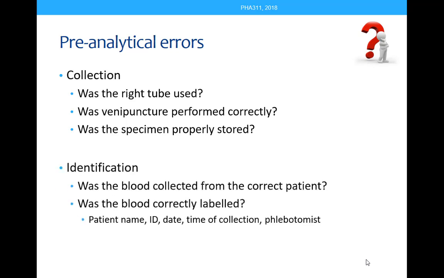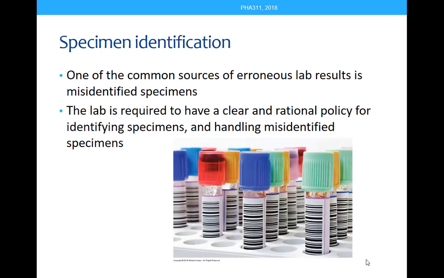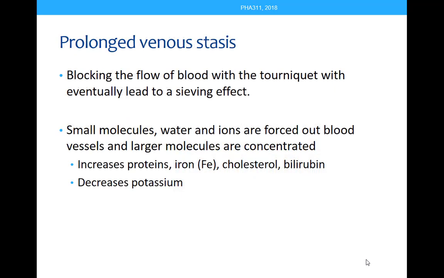Venipuncture performed correctly, specimen properly stored. So patient ID is very, very important. Nowadays usually there are 2 to 3 checkpoints: patient's name, ID, age, etc. So you have to check all those so that you don't mix up samples. Again, you have to put the sample in the proper tube. Nowadays the tubes are color coded, so you know which sample goes in which tube, and of course they have all these barcodes that are scanned in the machine, so the data is always stored securely, and there's less chances of mixing the specimen.